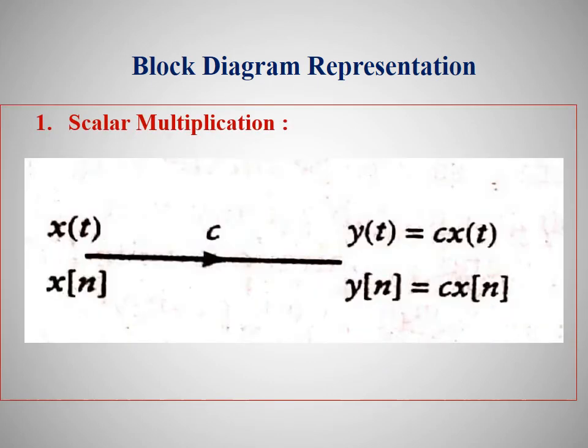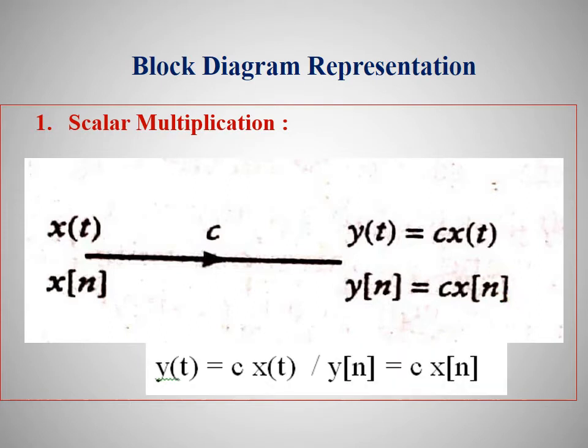The first one is the scalar multiplication. It is represented as just a line, and on that we write the value of the scalar represented by c. Hence, this represents y of t could be either c into x of t, or in the discrete time case it could be represented as y of n is equal to c into x of n, as given here. Y of t is equal to c into x of t, or y of n is equal to c into x of n.